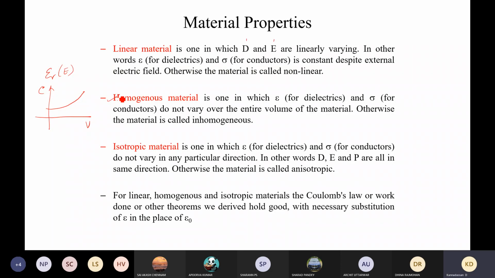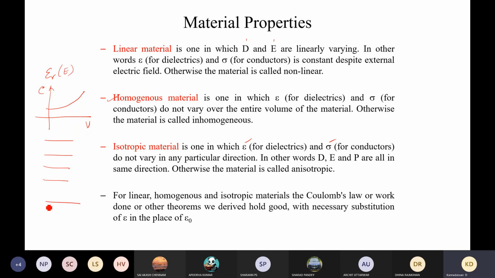And then homogeneity. It is assumed that throughout the material space, the dielectric material will be uniform. That is nothing but homogeneous, and that is also subject to question in terms of the real world. If we have multiple materials layered, they will be called inhomogeneous material. And later we have the material called isotropic. In an isotropic material, the dielectric constant does not vary in any particular direction. So that is called isotropic material.